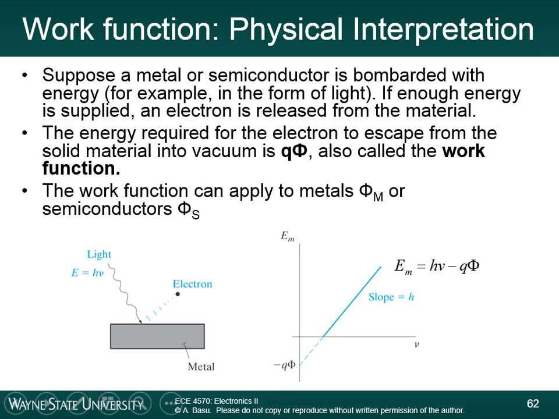But if you supply very low energy light, low frequency light has low energy, so no electrons are going to be ejected from the material. Once the energy exceeds the work function, then electrons will start to become ejected from the material. And at that point, the stronger the energy of the light is, the more energy the electrons that are ejected from the material will have. All right, so that's the physical concept of the work function.